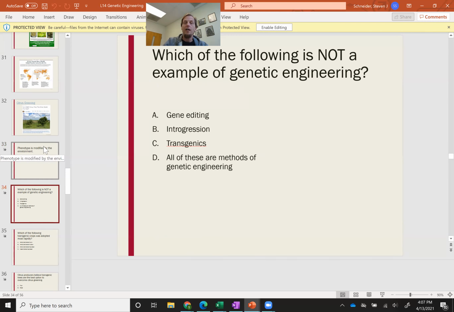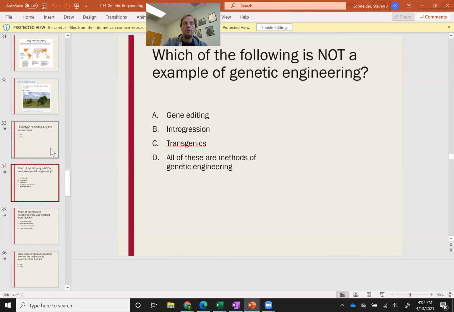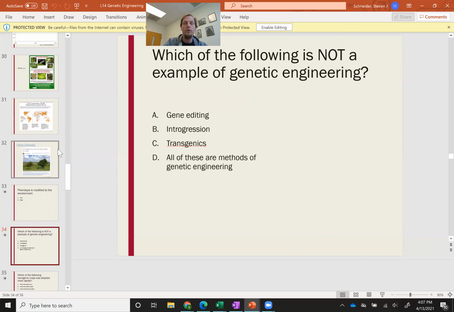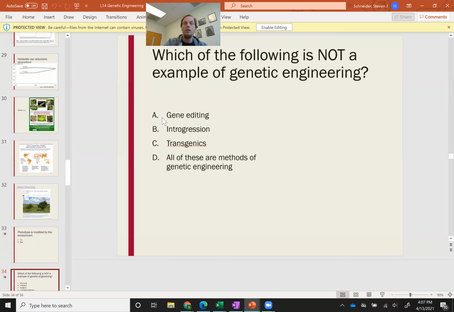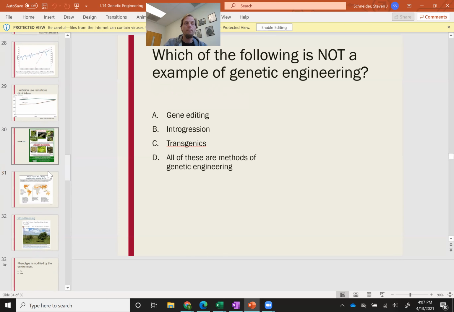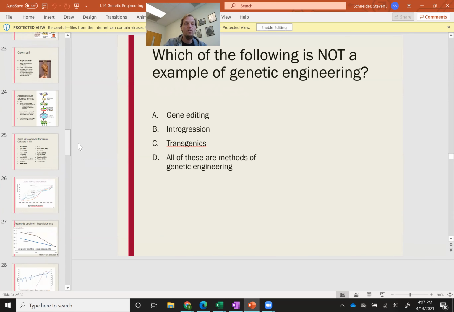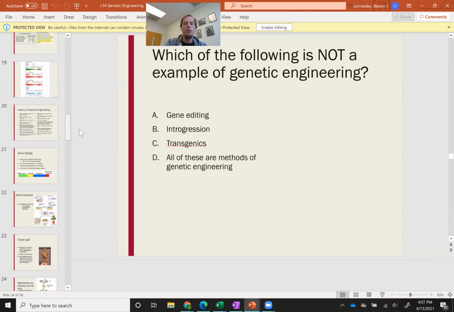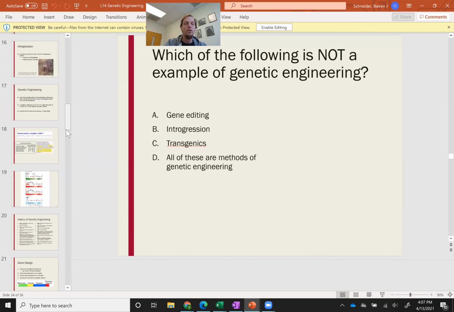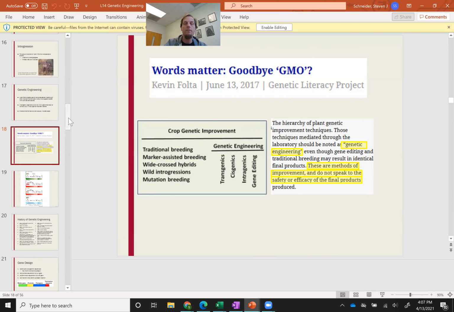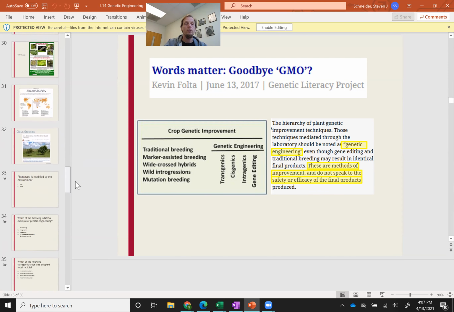Which of the following is not an example of genetic engineering? Okay, I'm not going to spend a lot of time on these. If they're in the slides, I'm going to tell you they're in the slides. This one is in the slides. You just have to go back up to the slides. There's a list of what is genetically modified, what consists of genetic engineering, and what is not genetic engineering. It's slide 18 in this case. Okay, and there's the cutoff.